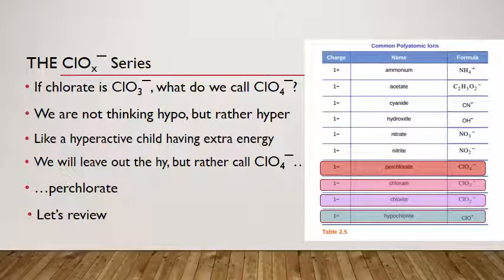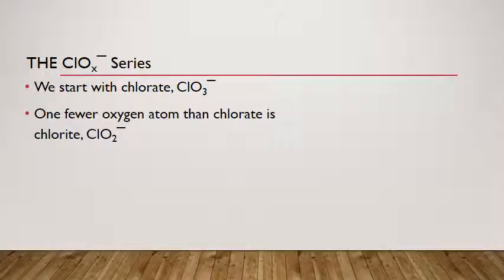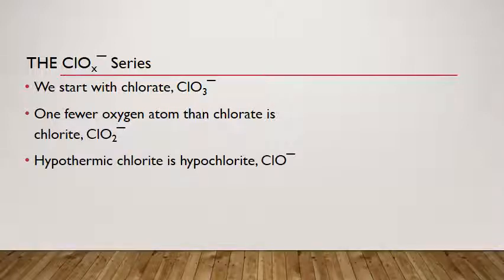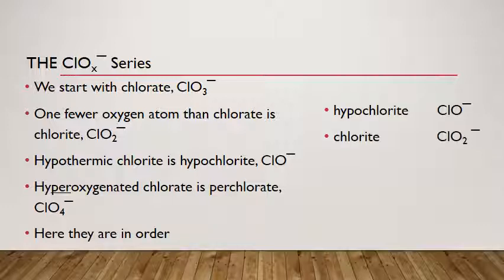Let's review. We start with chlorate, ClO3 minus. 1 fewer oxygen is chlorite, ClO2 minus. Hypothermic chlorite is hypochlorite, ClO minus. Hyperoxygenated chlorate is perchlorate, ClO4 minus. Here they are in order: hypochlorite, chlorite, chlorate, and perchlorate. Still some memorization here, but the trends should help.